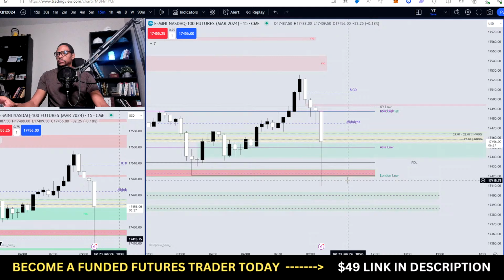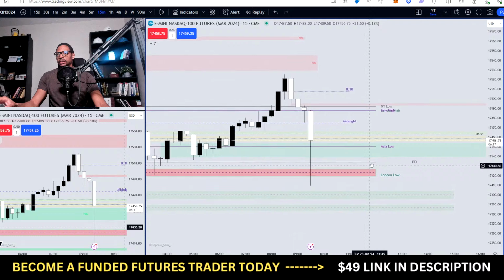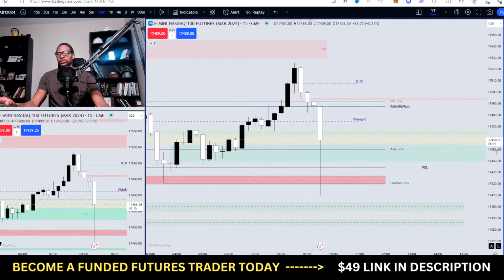Right now, it's sort of stuck at the new day opening gap. So it's back to opening values from 1800 yesterday. Trying to push above, but at the current moment, hasn't had enough momentum to do so.